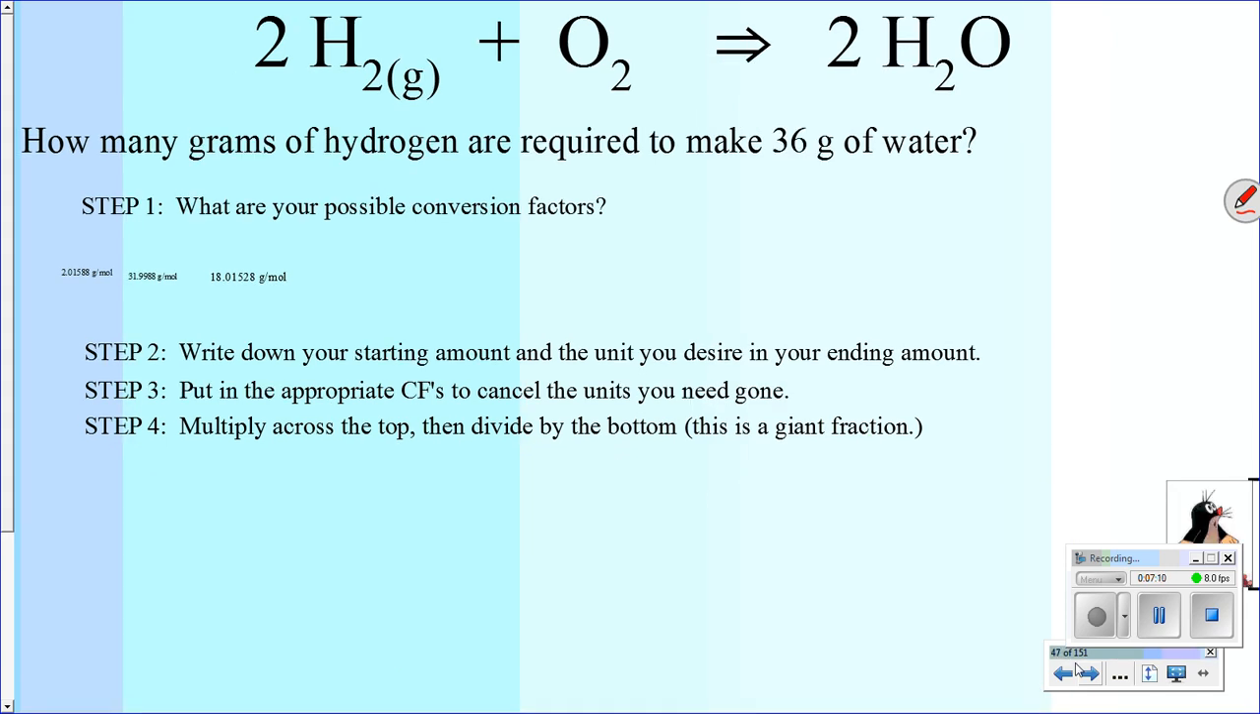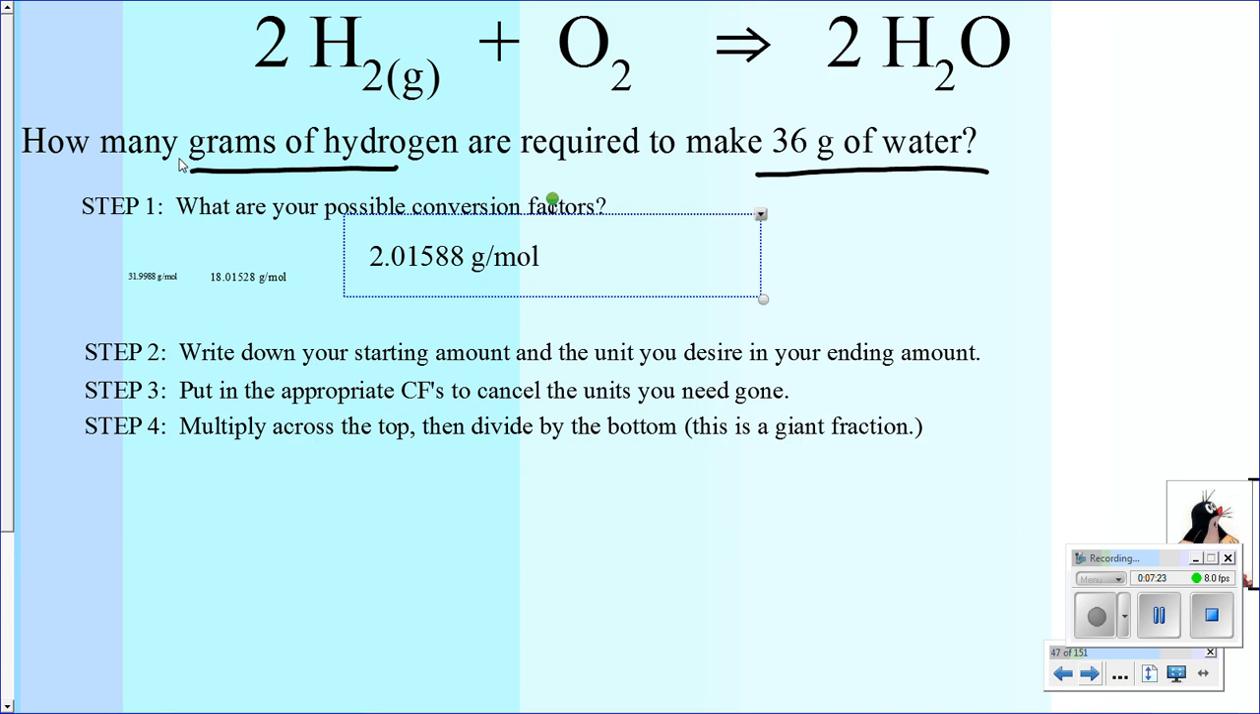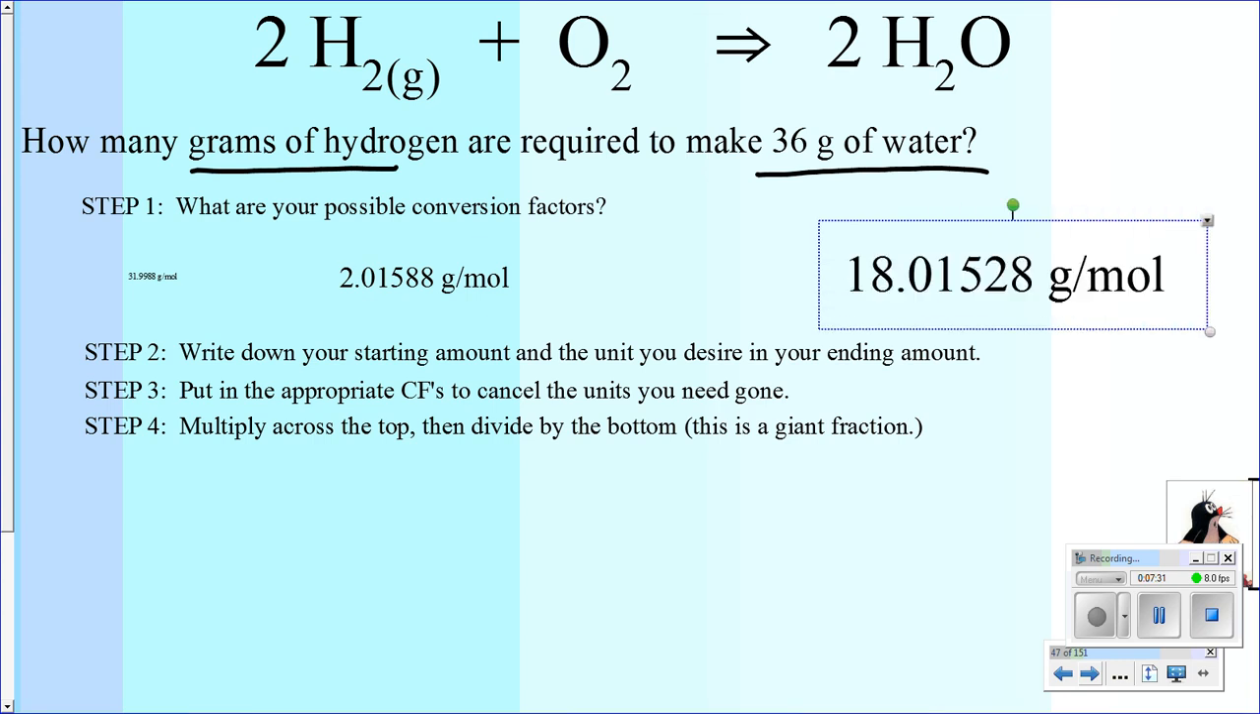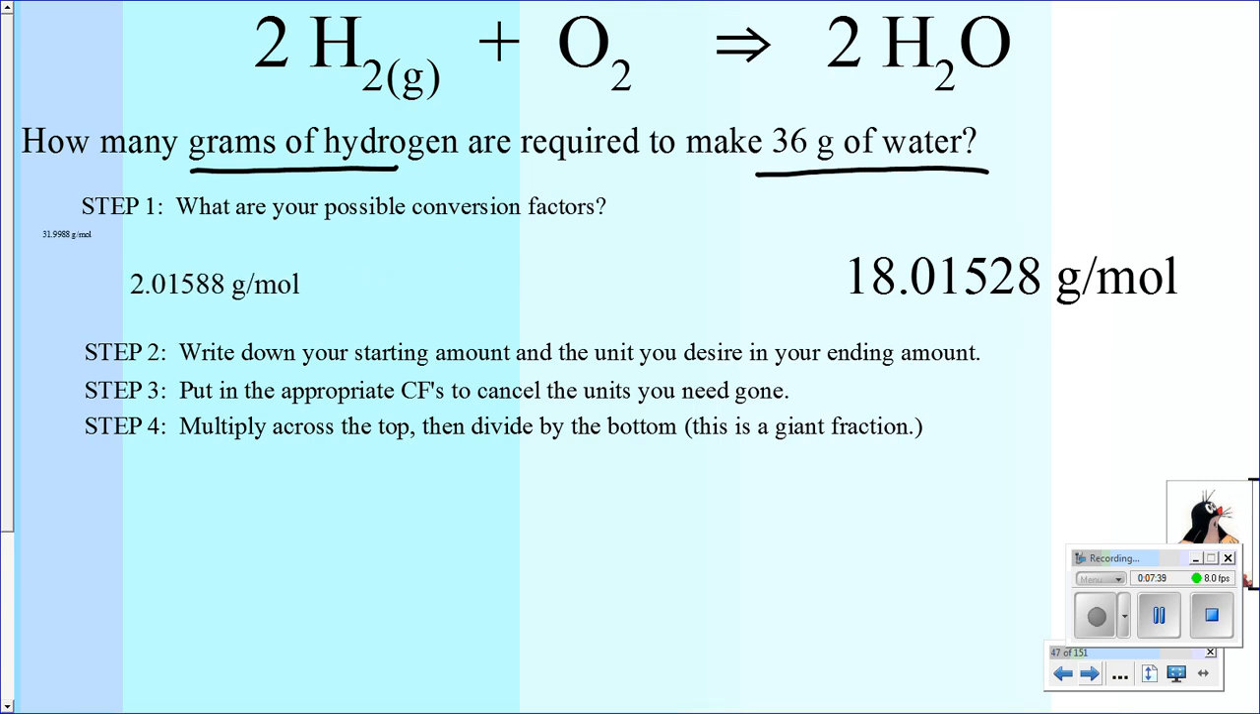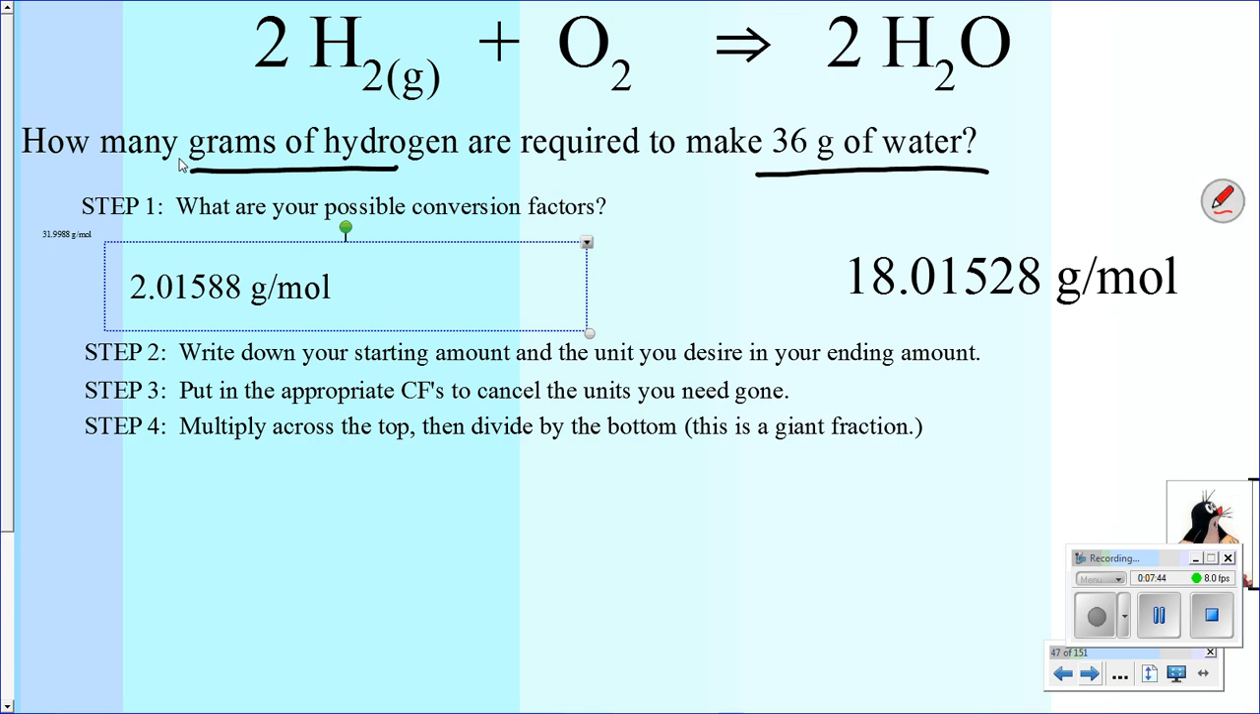So now we're going to build grams into this. So if we want to know how many grams of hydrogen are required to produce 36 grams of water. So we actually are going to need some gram formula masses here. One of the ones that we're going to use is our GFM of hydrogen, which is this, and we are going to use our GFM of water, which is this. Now, these are conversion factors that we're going to be using to get between grams and moles. We also need to be able to look at how the moles of each of these quantities relate to each other. So we're comparing hydrogen and water.